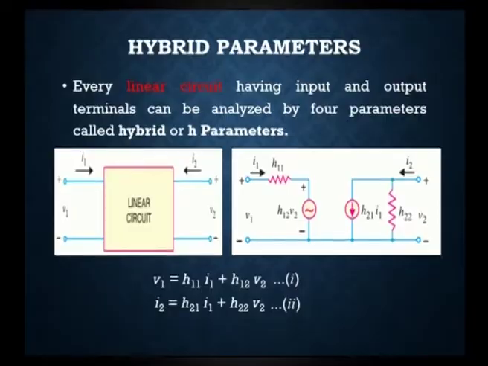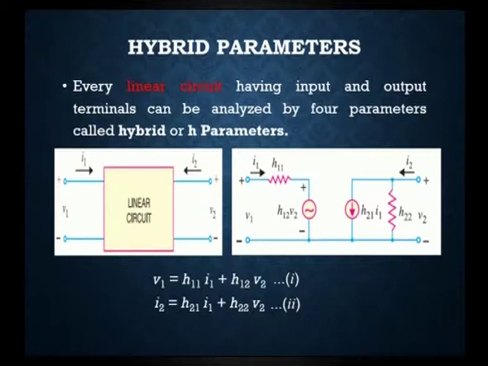This is one of the important topics, because by knowing the hybrid parameters of a circuit, we are able to know the characteristics of the circuit better, like input impedance, output impedance and the current gain. Everything can easily be found or derived with the help of the hybrid parameters. So let us know what the hybrid parameters are and where we apply this concept.